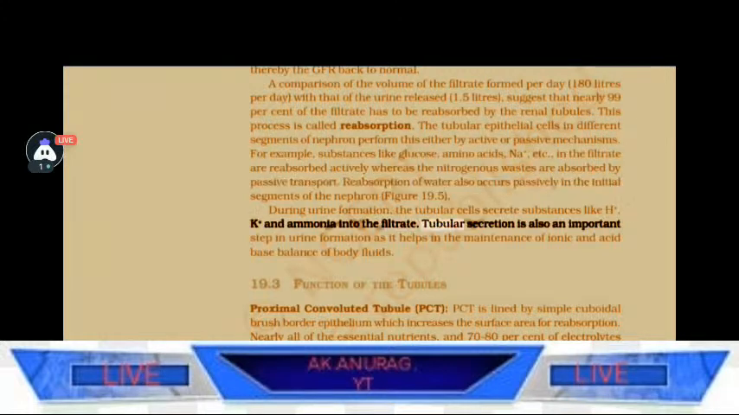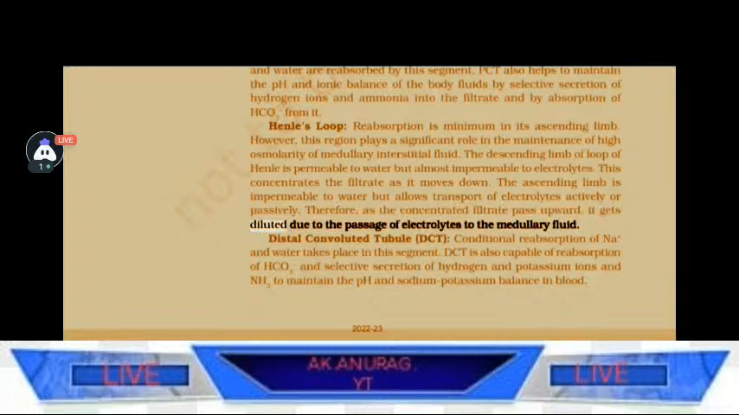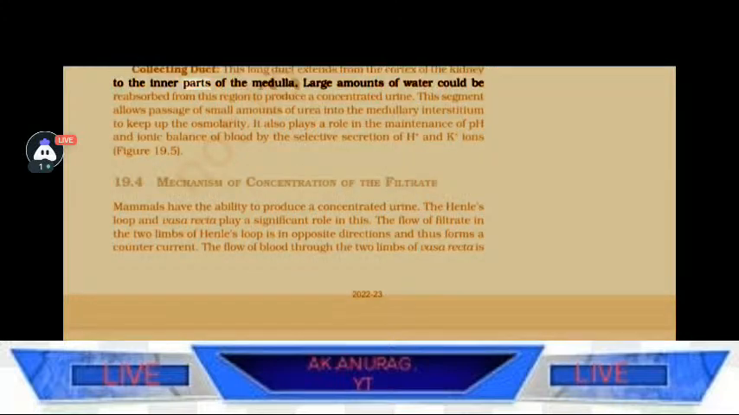The tubular epithelial cells in different parts reabsorb substances like glucose, amino acids, Na+, HCl. The filtrate in tubular secretion is also diluted due to the passage of selective secretion of hydrogen and potassium ions, from the cortex of the kidney to the inner parts of the medulla. Large amounts of water could be reabsorbed from this region to produce a concentrated urine. This segment allows passage of small amounts of urea into the medullary interstitium to keep up the osmolarity. It also plays a role in the maintenance of pH and ionic balance.